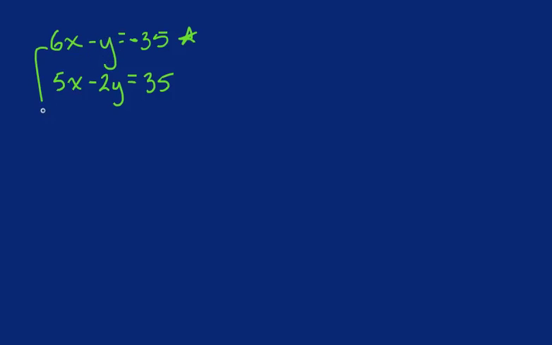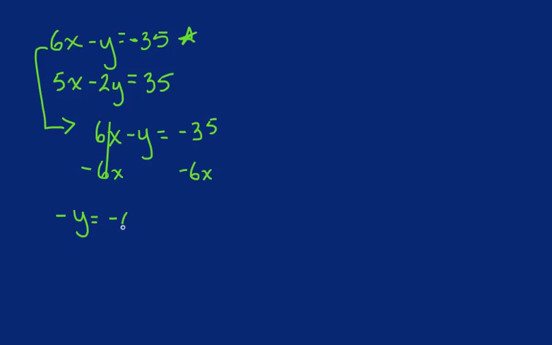So if we look at this one, I'm going to rewrite it: 6x minus y equals negative 35. Well, you know that you subtract 6x from both sides. When you do that, that cancels out here, and you're left with negative y is equal to negative 6x minus 35, since you can't combine these because they're not like terms. Now, what do you do here if y is isolated but there's a negative in front of it?